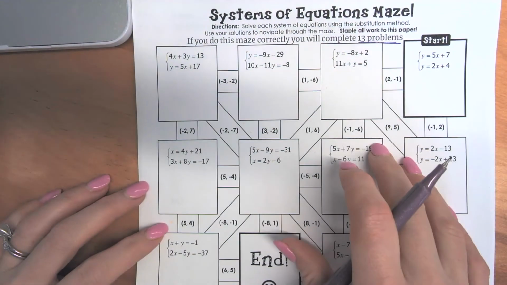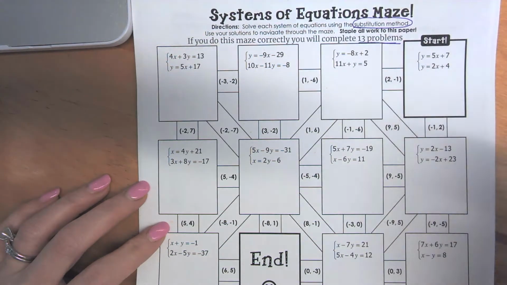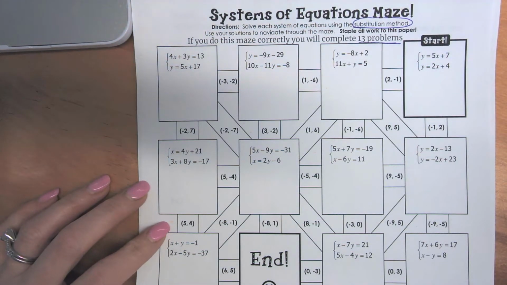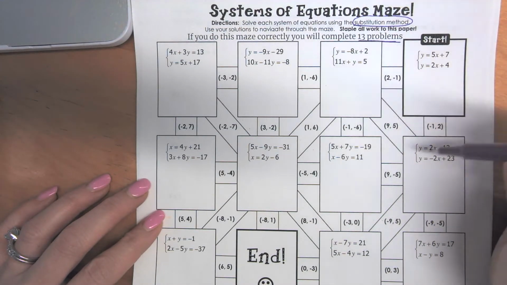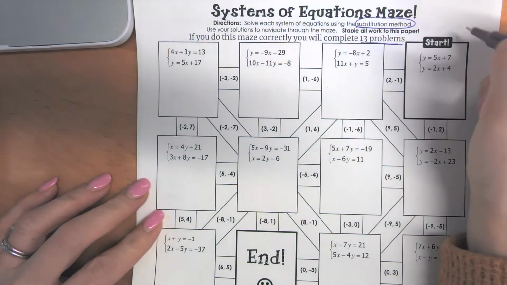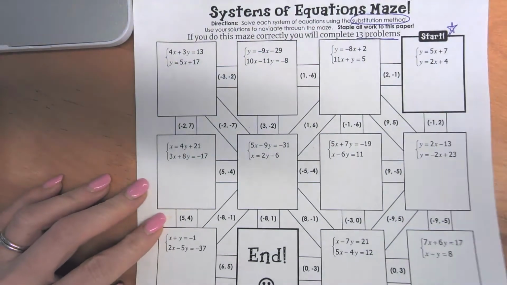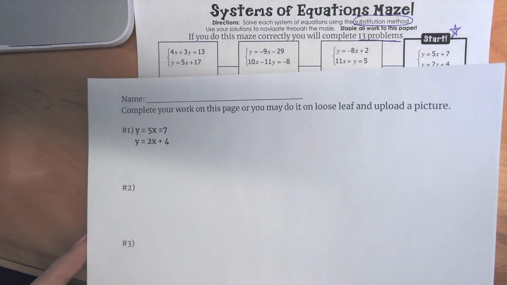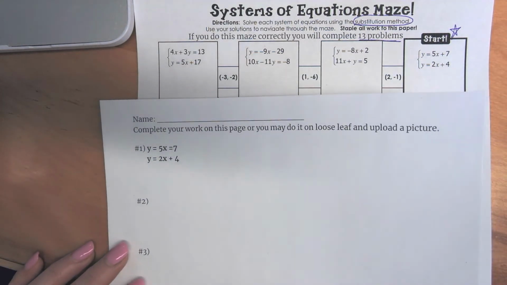So once again, solving systems of equations, we're going to use the substitution method. You're subbing in one variable for the other, and you need to do your work. Your answer should be in the pathway. We're going to start at the start box right here. Your work, I made a workspace page on the next page, or you can do it on loose leaf and just upload a picture.